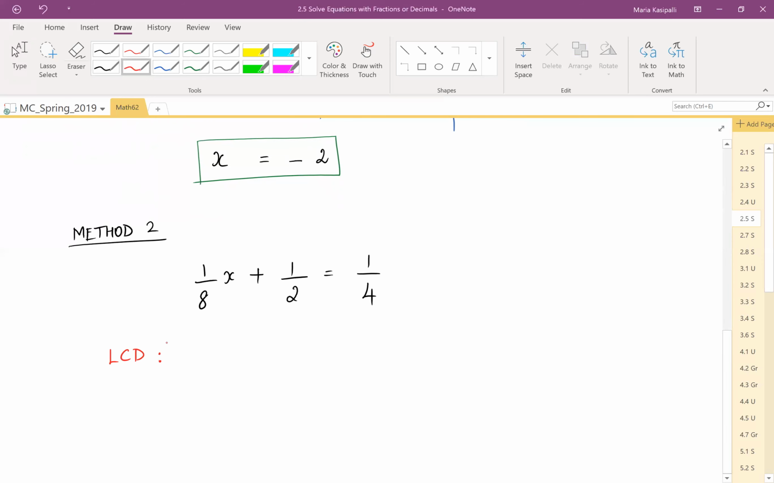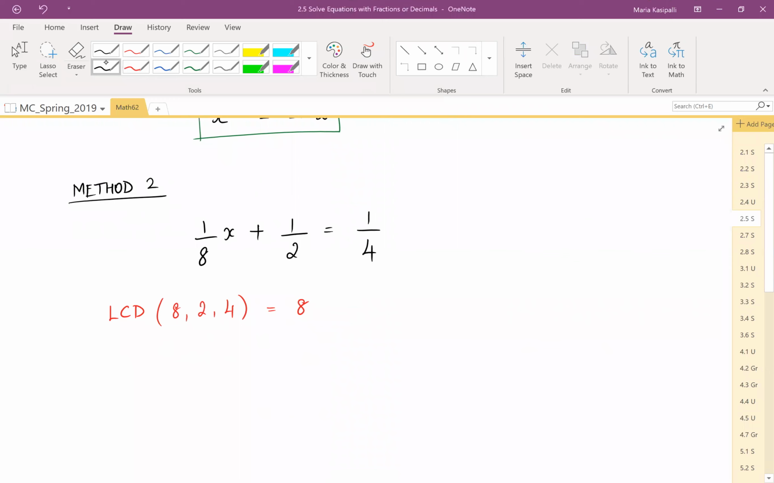LCD of 8, 2, and 4, because these are the denominators, right? So you need to take the LCD of all these three numbers. In other words, you want to see how to turn all these denominators to be the same. Well, the LCD turns out to be 8. Okay. And the technique says multiply each term by LCD. It basically means multiply both sides. I'll write that.